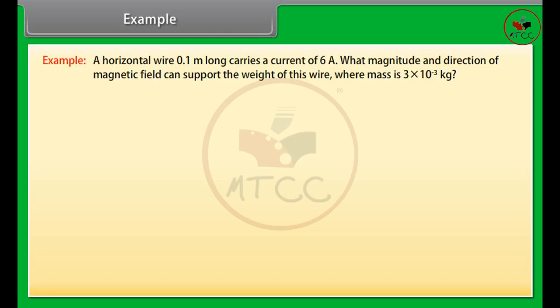Example. Let's take an example of magnetic force on a current-carrying conductor. A horizontal wire 0.1 meters long carries a current of 6 ampere. What magnitude and direction of magnetic field can support the weight of this wire, where mass is 3 × 10^-3 kilogram? Let's see the solution. Here, the given values are L = 0.1 meters, I = 6 amperes, m = 3 × 10^-3 kilogram.